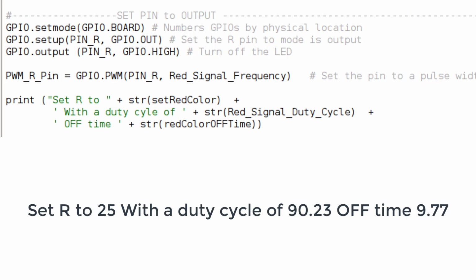The plus is known as a concatenation. Concatenation means that I'm adding to the end of the statement. So it will say set R2, and then it will print out the value of set red color. Because set red color is an integer, I have to use the str command in order to change it into a string. And so I do the same thing for all the other values, and that will allow me to see what happens on the console when I execute this program.